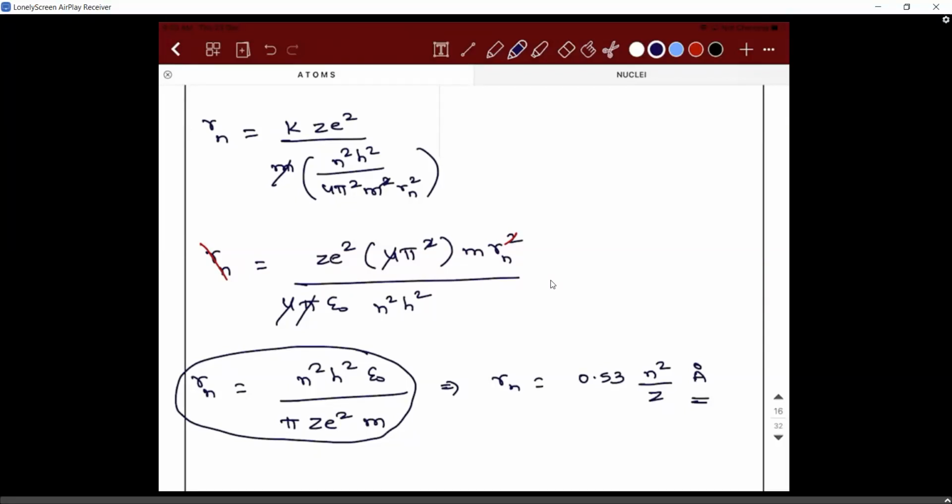Except the number of the orbit and the atomic number, which is subjective to that particular element and orbit. Right, I hope I'm clear to this point, right? So I've done copy? Done? Okay.